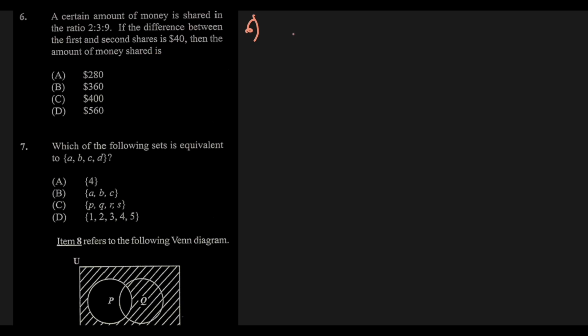all right, so the ratio would go like this: 2, 3, 9. So that means if we had a person, the first person would be getting 2 out of this total. The total of this would be 2 plus 3 plus 9, which is 14. So this first person would get 2 out of 14, the second person would get 3 out of the 14, and the next person would get 9 out of the 14.